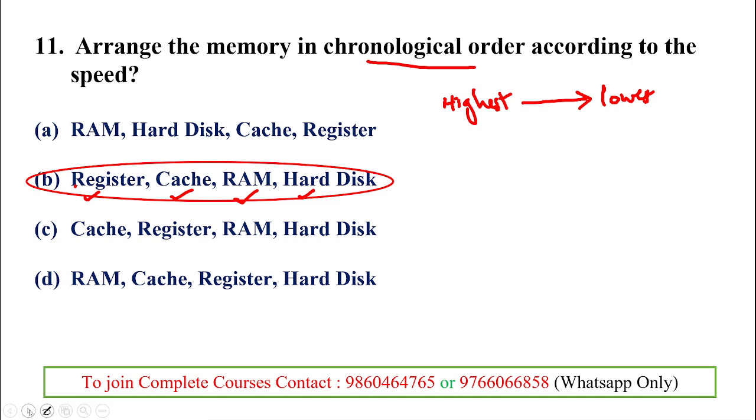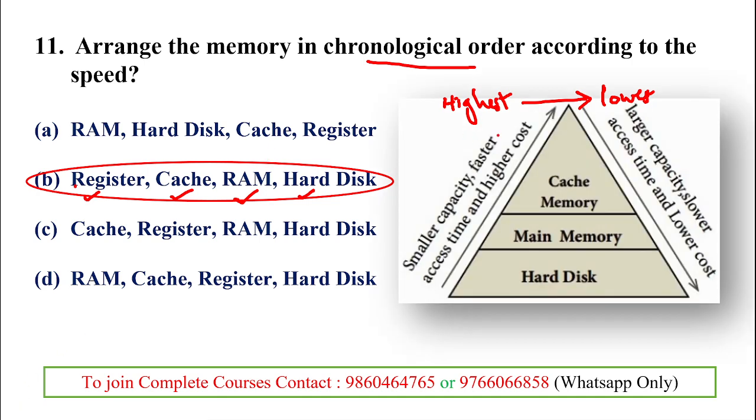Clear? Then this graph represents a clear image of the memory. First is cache memory, and then main memory, and then hard disk. Main memory is the RAM, and the hard disk is the secondary memory.